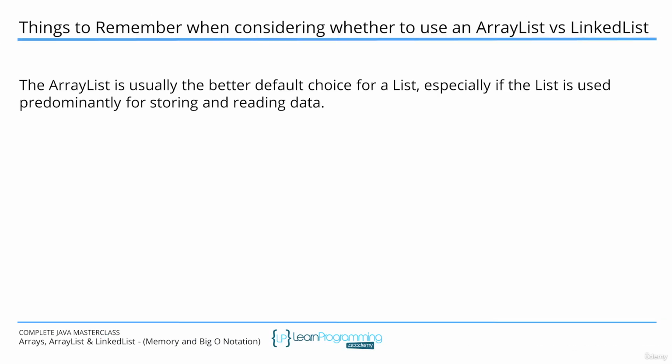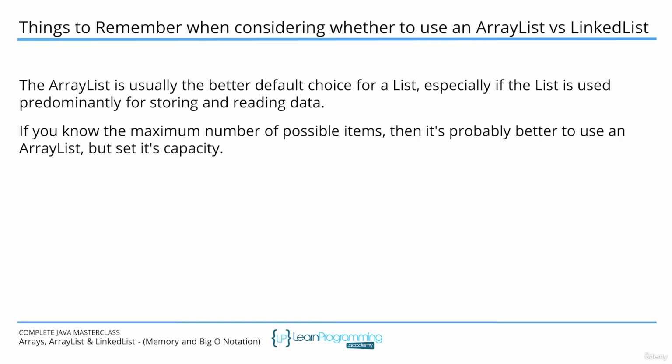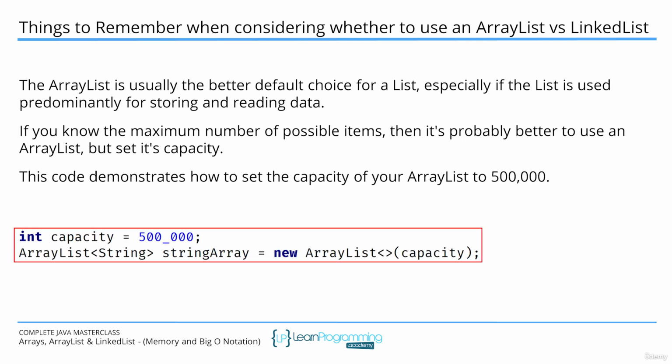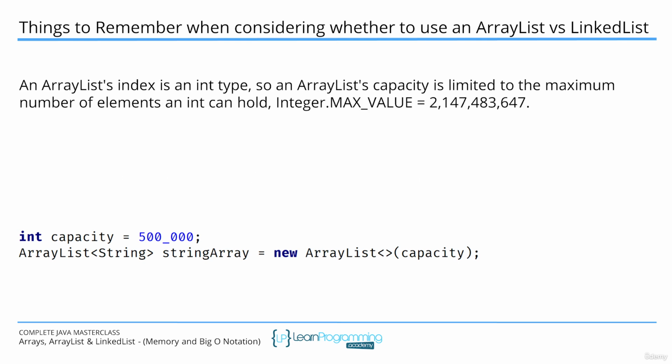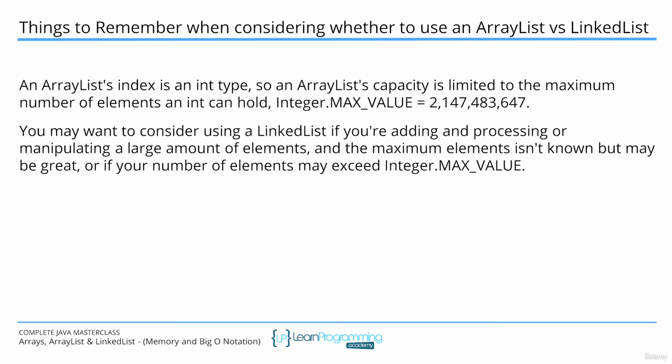The array list is usually the better default choice for a list, especially if the list is used predominantly for storing and reading data. If you know the maximum number of possible items, then it's probably better to use an array list, but set its capacity. This code demonstrates how to set the capacity of your array list to 500,000. An array list's index is an int type, so an array list's capacity is limited to the maximum number of elements an int can hold. Integer.MAX_VALUE equals 2,147,483,647.